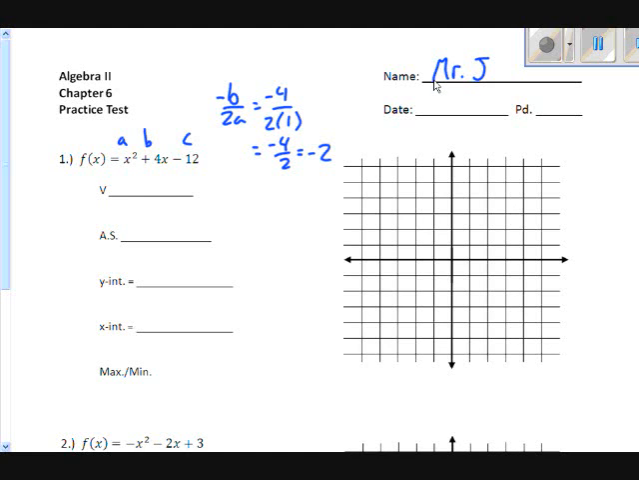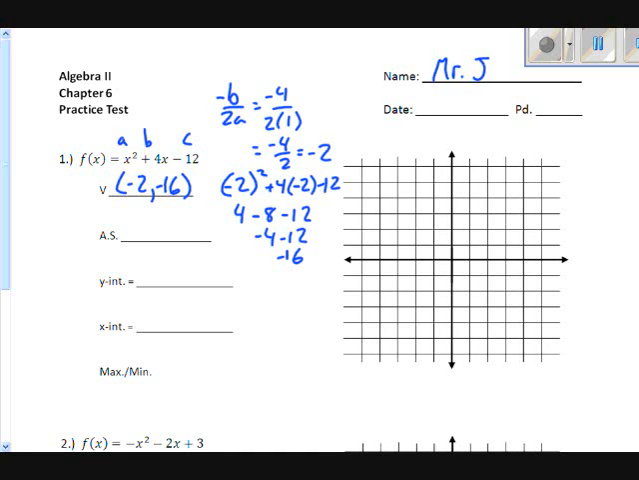Now that I have the x value for my vertex, if I want the y value that goes with that x value, I just plug it in. So I plug the negative 2 in for x, and it's going to spit out a y value for me. So that's going to be a 4 minus 8 minus 12. That's a negative 4 minus 12, which is a negative 16. Be careful when you're plugging that in, especially with your signs.